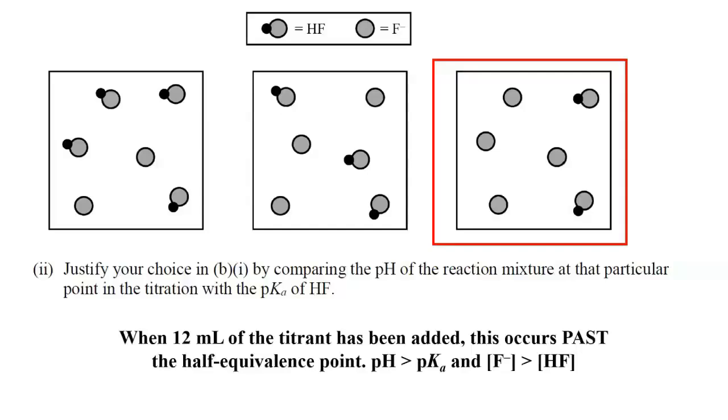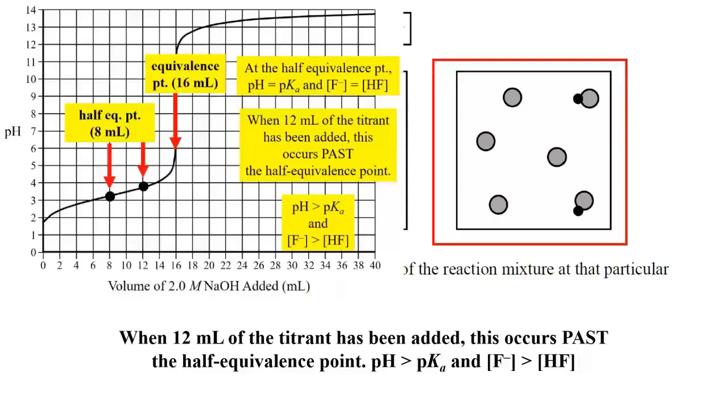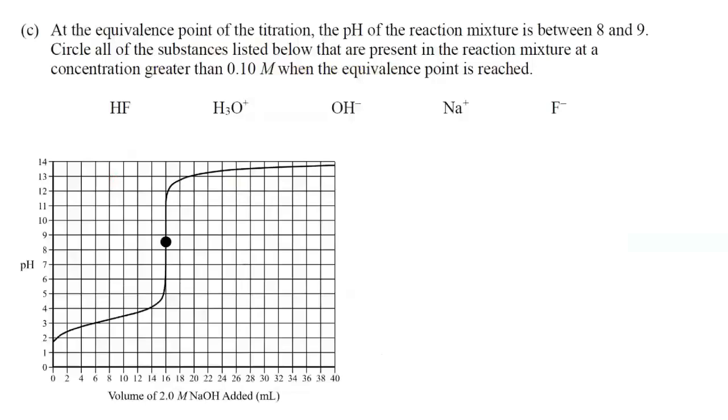So as I said earlier, we are at a point where it's past the half equivalence point, the pH is greater than the pKa, and that's why the concentration of F-, the conjugate base, is greater than the concentration of HF, the weak acid. All right, well, that is the answer to part B of this question. Now let's take a look at part C.